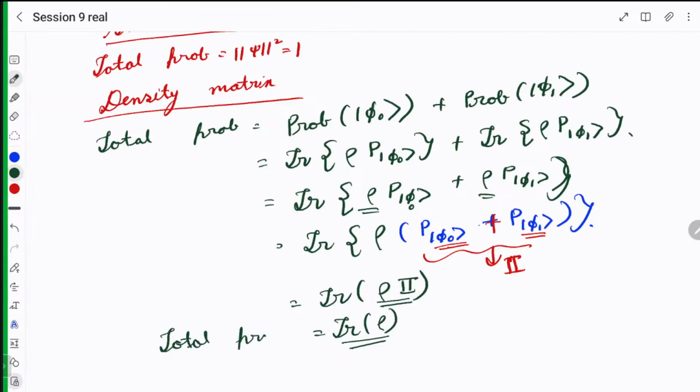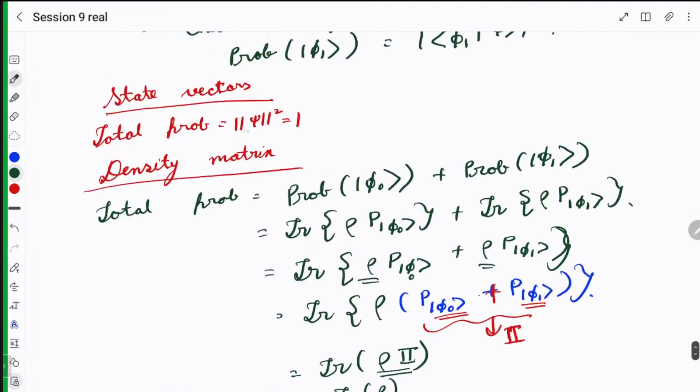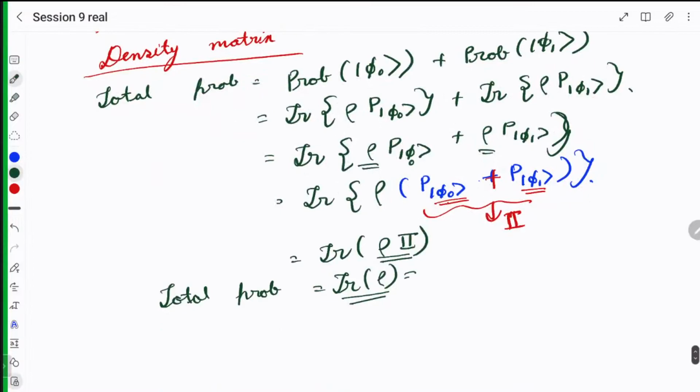And just like in the case of state vectors, where we had put the total probability equal to 1, here also we will put total probability equal to 1. All right. So any questions so far?